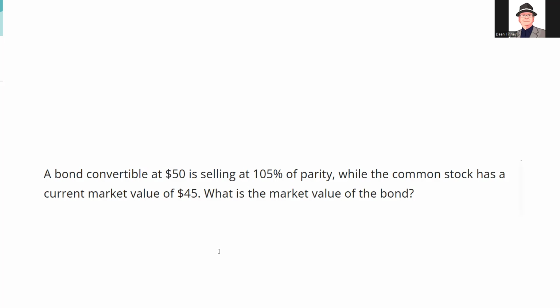Explicationrequest@guruexamprep.com. Here's today's request. A bond convertible at 50 is selling at 105% of parity. We would expect that a convertible bond in the secondary market would be trading at a premium to parity. Here it's saying it's trading at 105% of parity, where parity means equal, while the common stock has a current market value of 45. What is the market value of the bond?